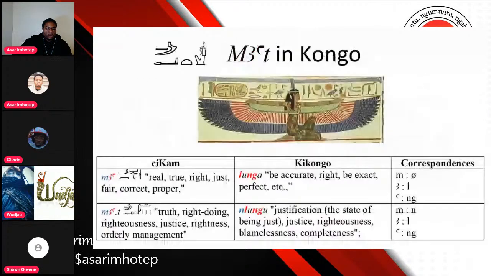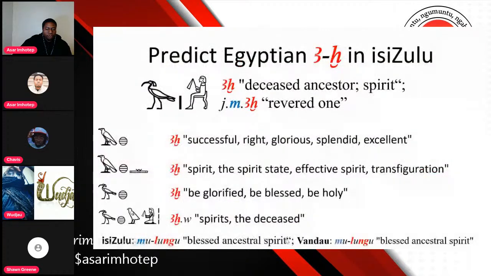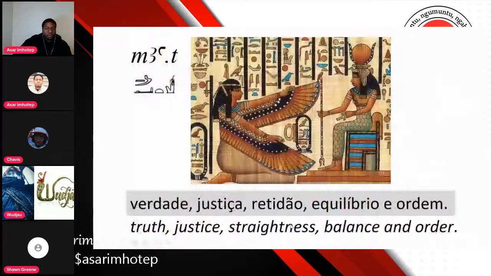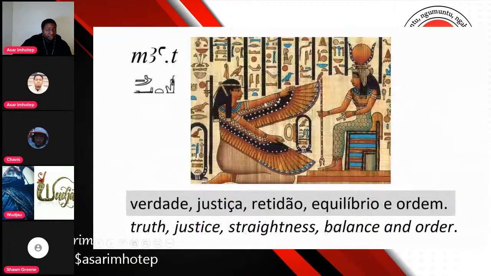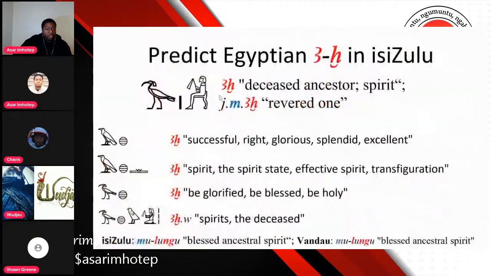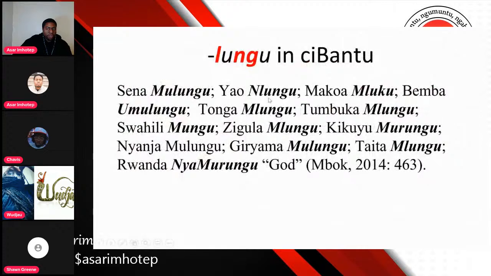And so that word Malungu that you saw here, that is in isiZulu and Venda, is a word meaning blessed ancestral spirit. In other languages, it is the word for God itself. So you can consider God Ma'at or a great Ak. Either way, they're the same word. These are just dialectical variants of the same word, right? And so these are the variants for many of the Bantu languages for a word for God.